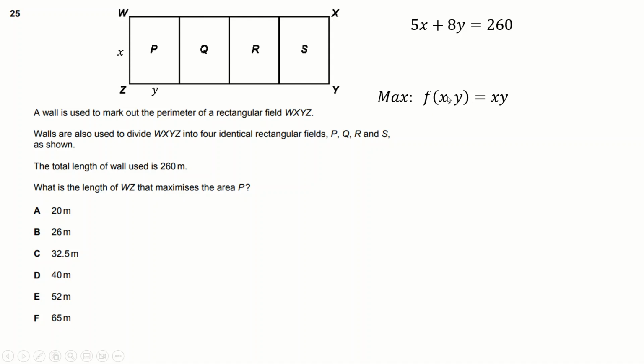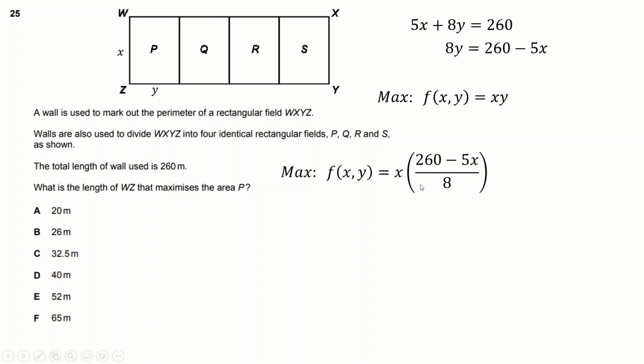So I've got that, and I want to maximize xy, which is a function of x and y, I guess. Except I don't like functions of two things. So what I'm going to do is rearrange this one for y, then divide by 8, and put it back into this function. So now this is just a function of x. And of course I can maximize that. I can expand this out. 260 divided by 8 is 65 over 2.